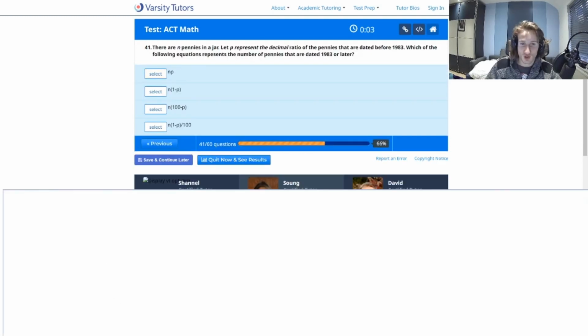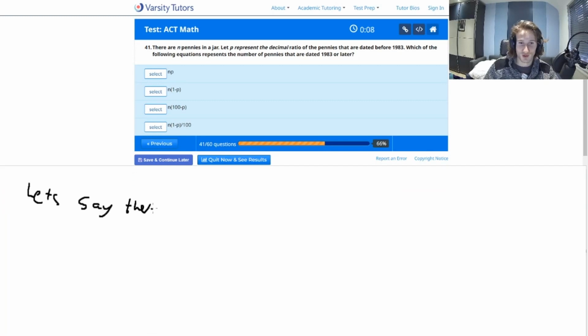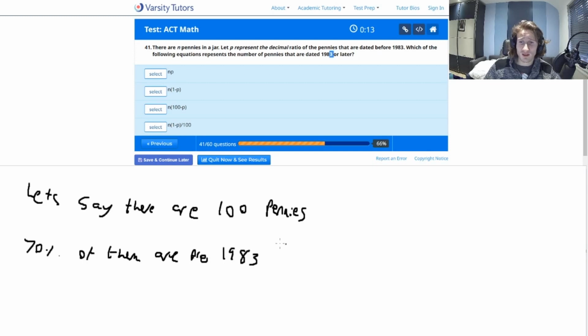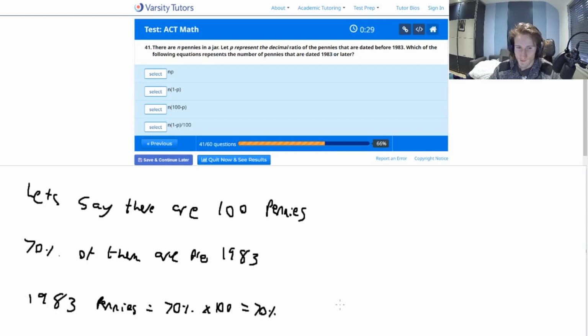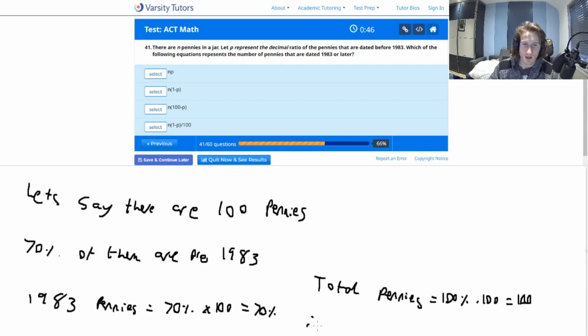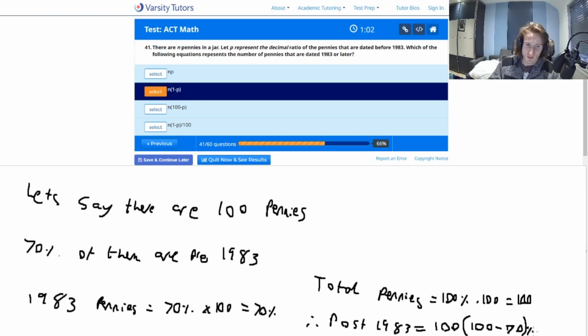There are n pennies in a jar. P represents the decimal ratio of the pennies that were dated before 1983. Which of the following equations represents the number of pennies that are dated 1983 or later? It's just n minus p, isn't it? Or am I being stupid? Oh, right, it's going to be B then.